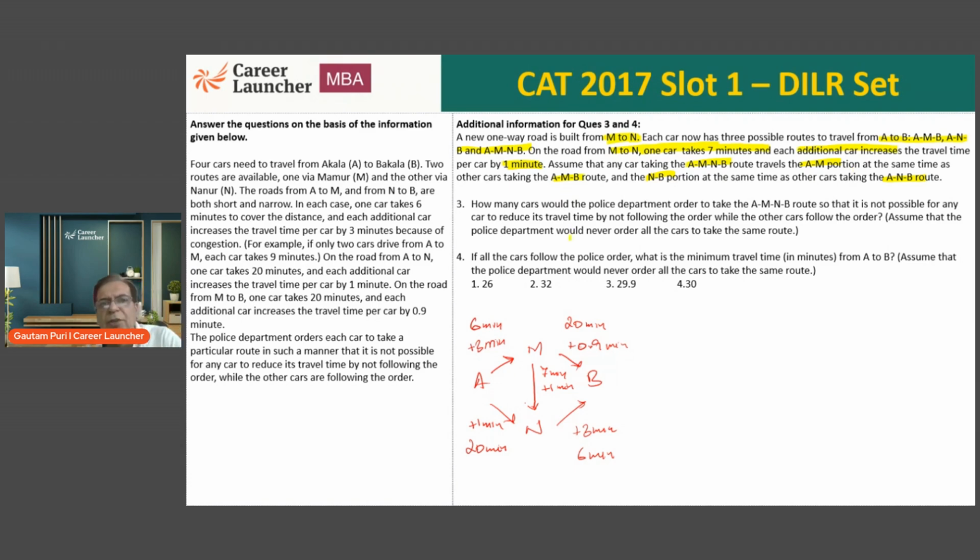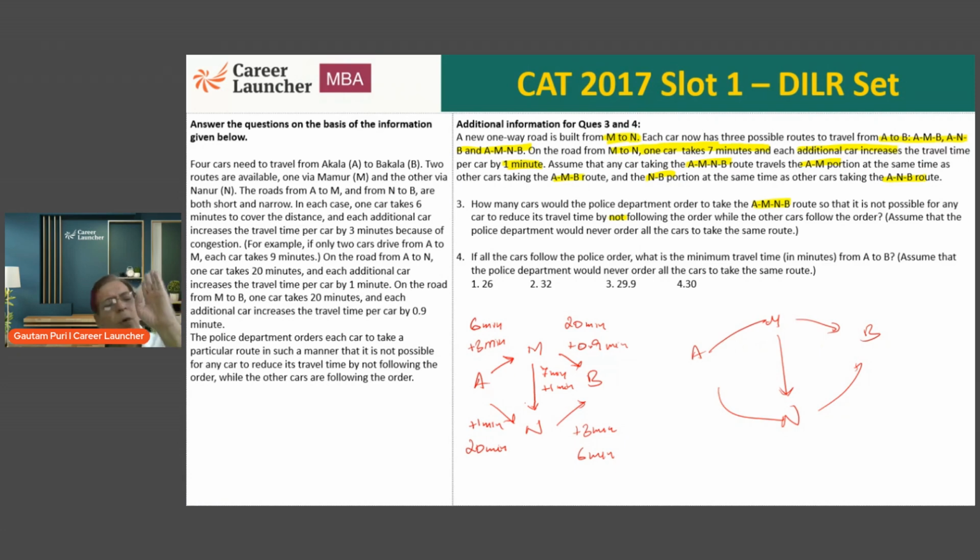Okay. Now, question number 3. How many cars would the police department order to take AM and B so that it is not possible for any car to reduce the travel time by not following the orders while other cars follow the order? Okay, great. Now, what are the routes available? We have A, M, B. Then we have A and B. And then we have AM and B. 3 routes available.